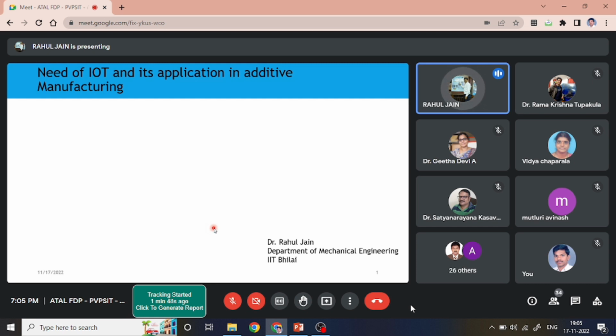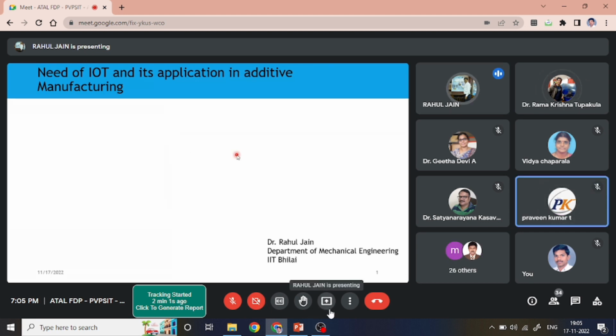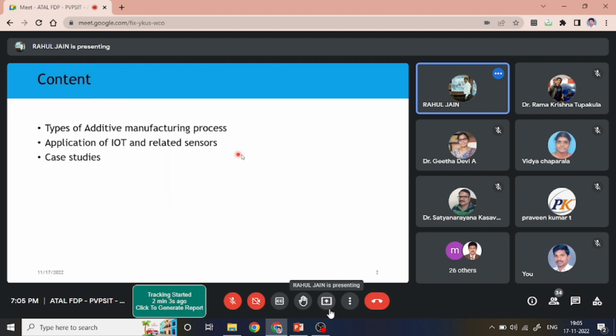With that background, I think the pointer is also visible. Can somebody confirm? Yes, it's visible, Dr. Rahul. Okay, thank you.